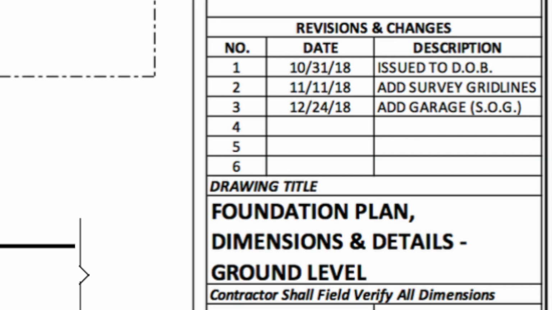This notes how many times a drawing has been updated since it was originally drawn on September 14th, 2018. This drawing was submitted to the Department of Buildings on October 31st, 2018. And the architect revised them by adding in grid lines on November 11th of 2018. The most recent revision, which is revision number 3, was drawn on December 24th, 2018.